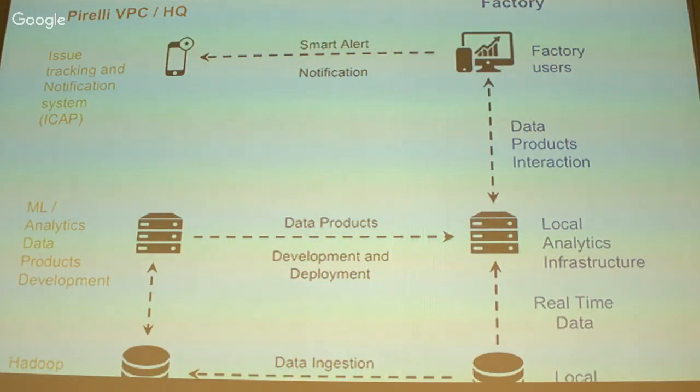And once the data products are created, they can be deployed back to the local servers of the factories. We also have a smart alerting notification system, which we call ICAP, which is part of the second category of data products that I'm going to be showing later. I actually have a couple of examples of this.